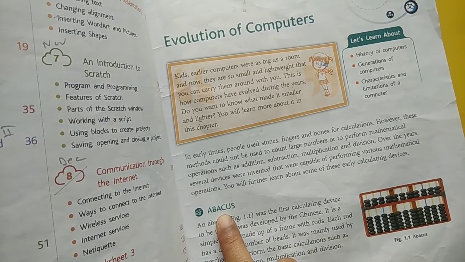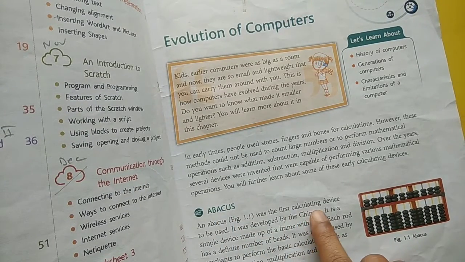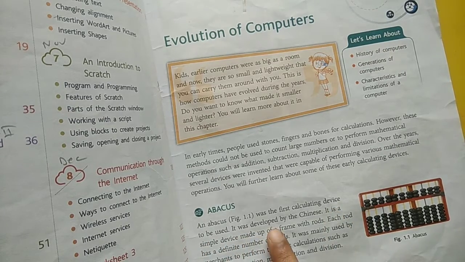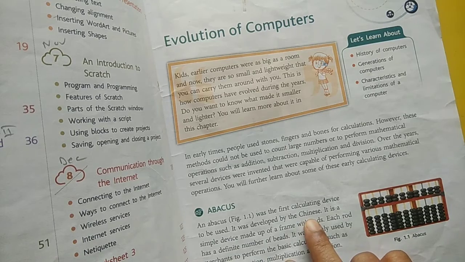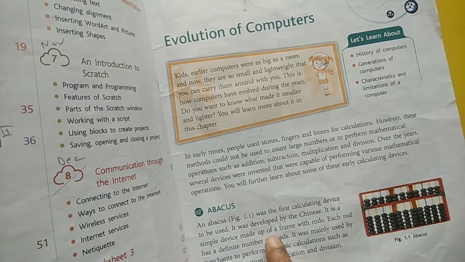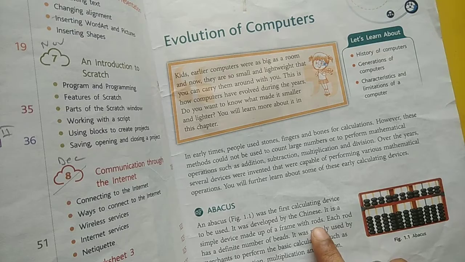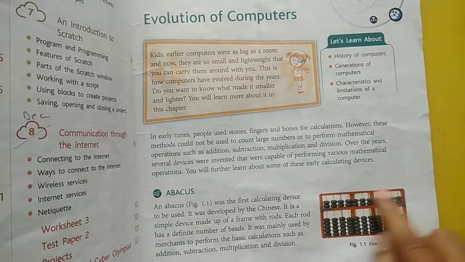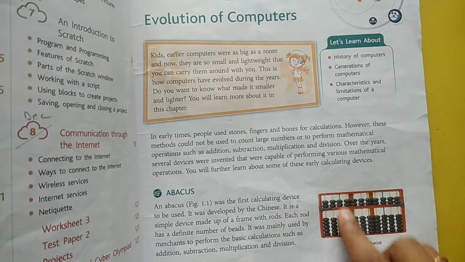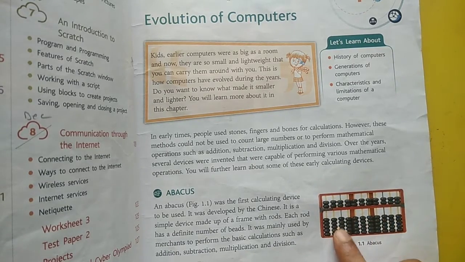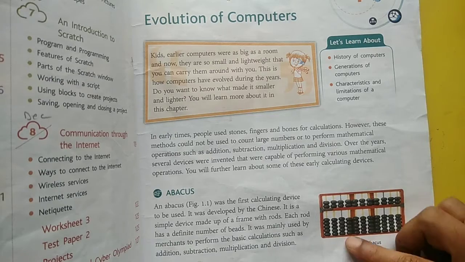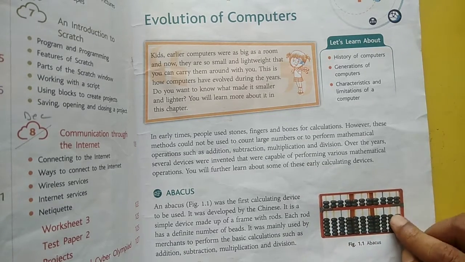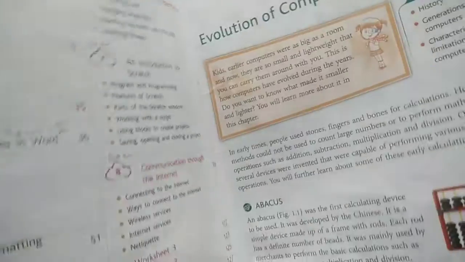Abacus. It was the first calculating device to be used, and it was developed by the Chinese. It is a simple device made up of a frame with rods. Each rod has a definite number of beads. You see here, there is a frame and rods are fixed here, and it has different beads. By these beads, we count or calculate numbers.